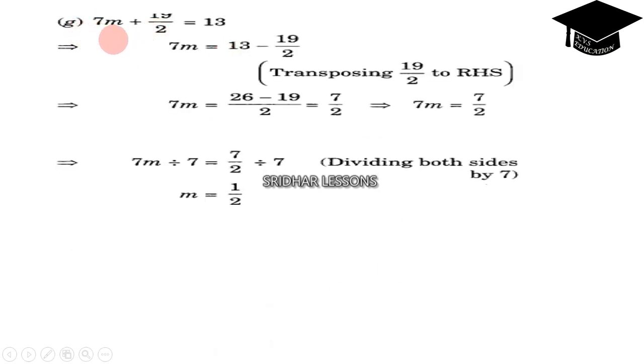Question G. 7m plus 19 by 2 is equals to 13. So if you can transpose 19 by 2 to the right hand side, 7m is equals to 13 minus 19 by 2. We can further simplify, taking 2 as LCM. 2 into 13 is 26 minus 19. This is equals to 7 by 2. So 7m is equals to 7 by 2. Since we have multiplication here, if you can divide with 7 both sides, 7m divided by 7 is equals to 7 by 2 divided by 7. So that m is equals to 1 by 2.